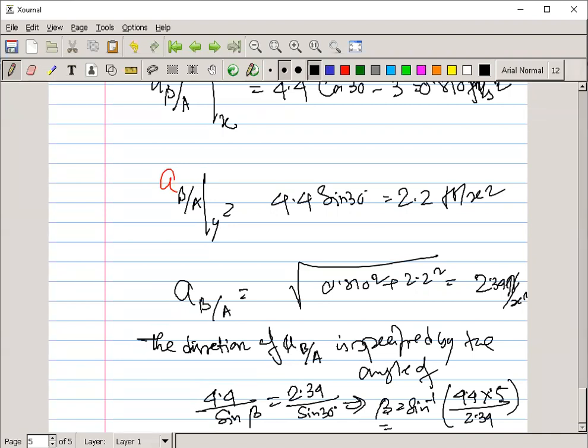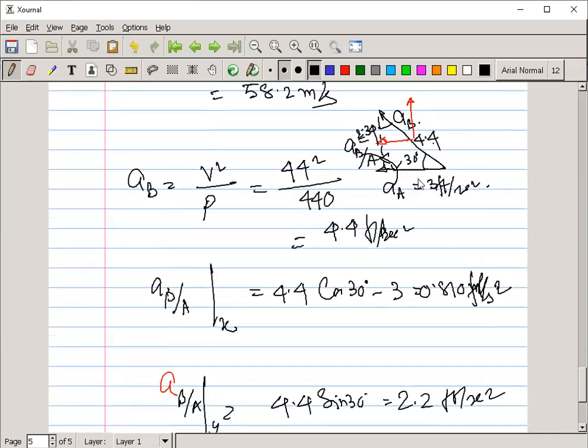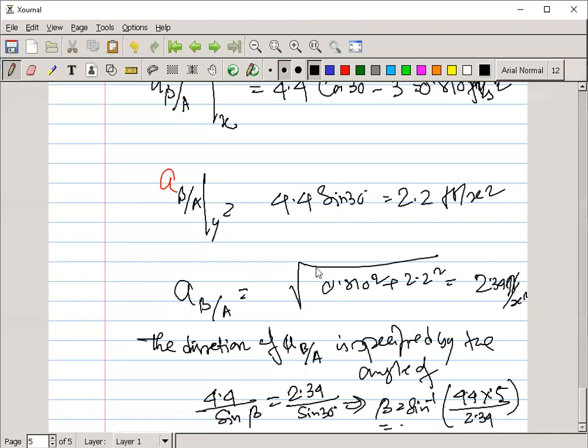70 degree. It shows actually 70 degree, but here you can see this angle is more than 90 degree, right? So instead of 70 degree, we have to write 180 minus 70, which is 110 degree. This is the answer.